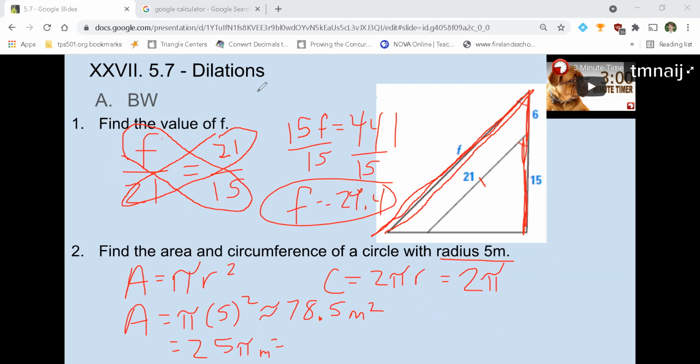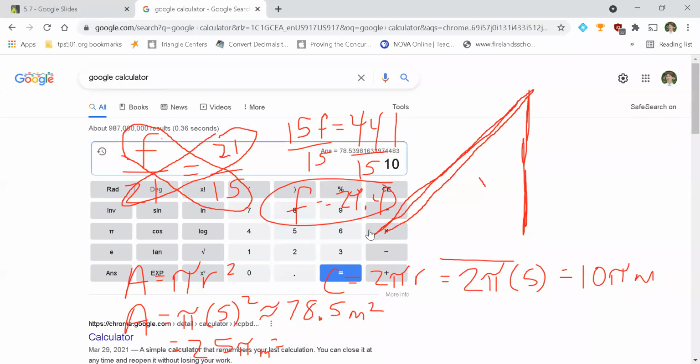All right, and then we do times 5. So again, you could just tell me that that is 10 pi meters. Or if you want to use your little calculator, 10 times pi is 31.4. Hey, that's what we thought of.